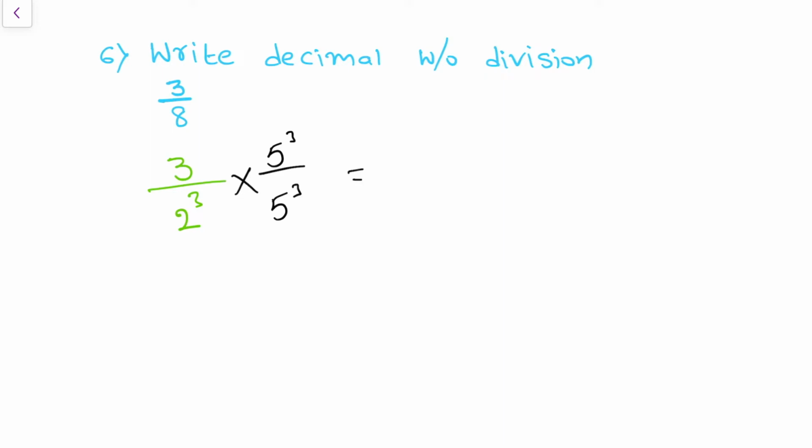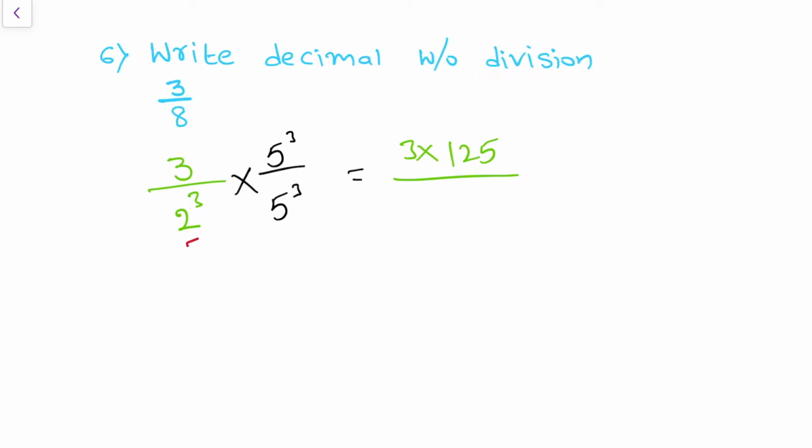In case the denominator is 2, you need to multiply and divide with 5. If it is 2 square, we need to multiply and divide with 5 square. If it is 2 cube, we multiply and divide with 5 cube. If it is 2 power 10, we multiply and divide with 5 power 10. Now, 3 as it is into 5 cube, 125, divided by the denominator.